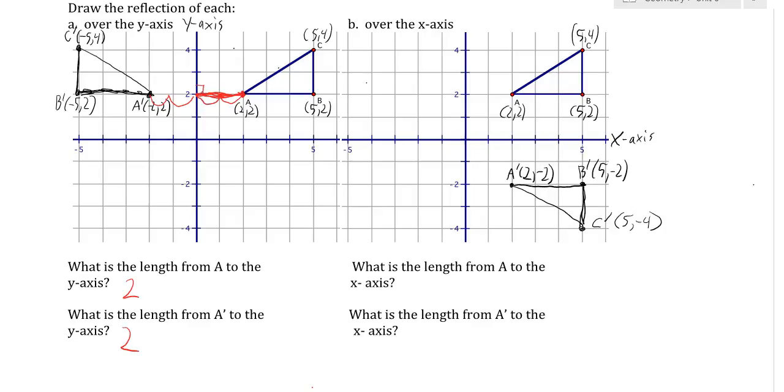So when we go to the other one, we're looking for the perpendicular, but this time, since we're reflecting over the x-axis, our perpendicular goes this way. It's still 2, but this time in the vertical direction instead of the horizontal direction. You have the same perpendicular distances.